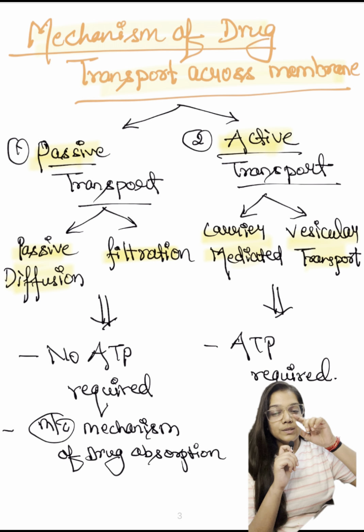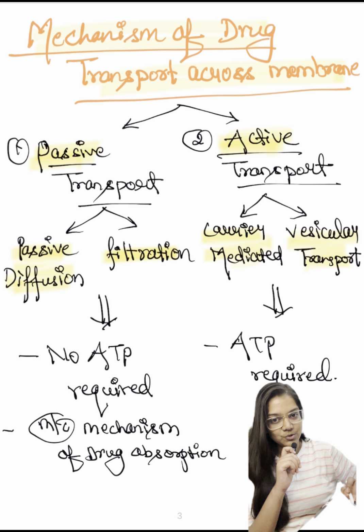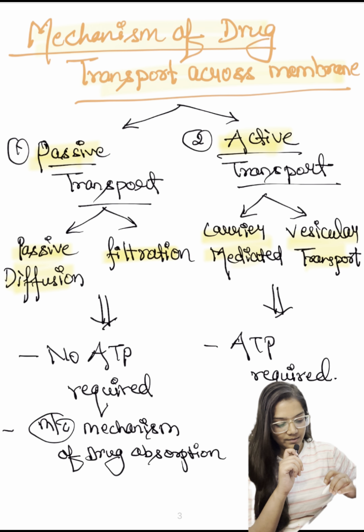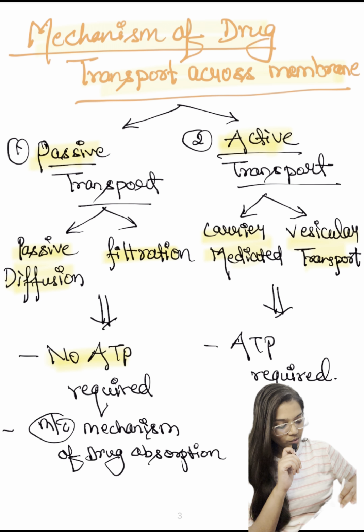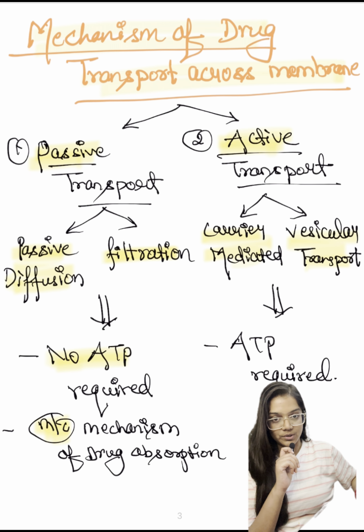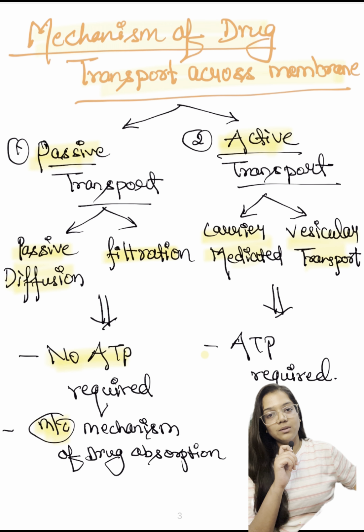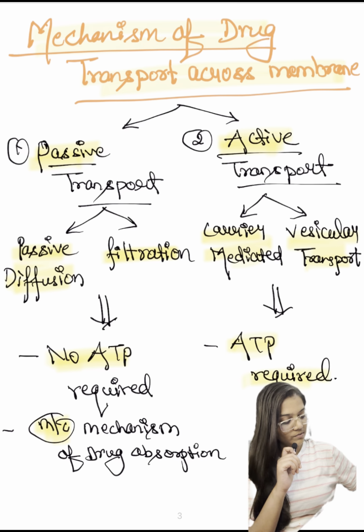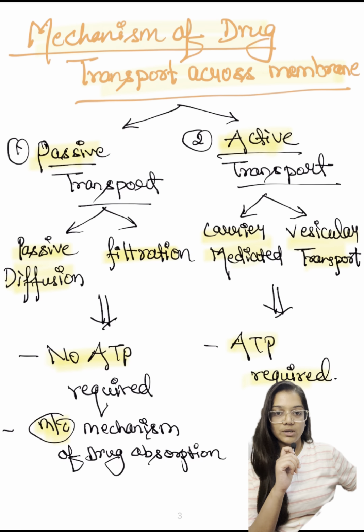The passive transport itself says that it doesn't require any energy, but it may require a carrier. So no ATP is required, and it is the most common mechanism of drug absorption. While in active transport, ATP is required, and it will also require a carrier for its transport.